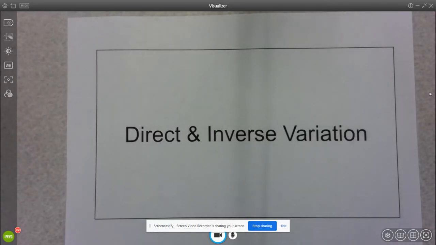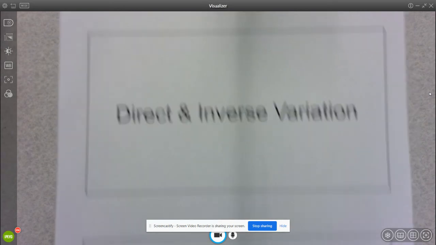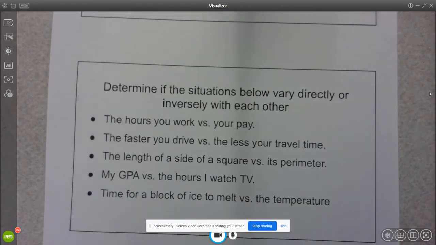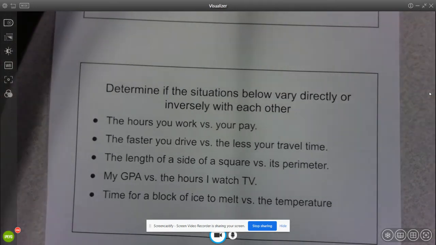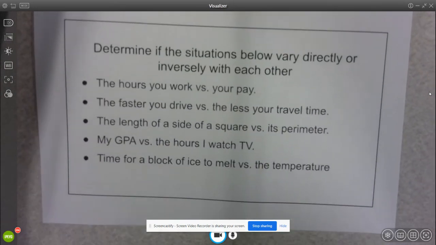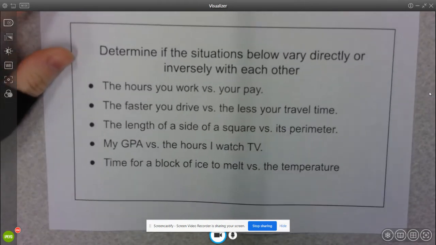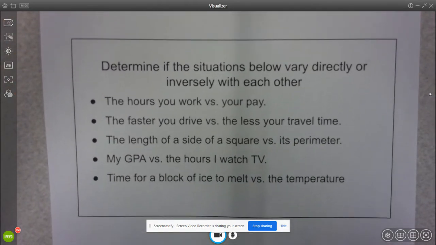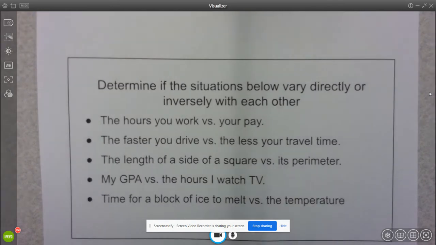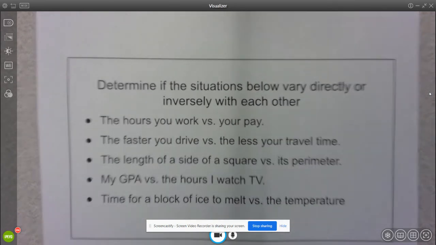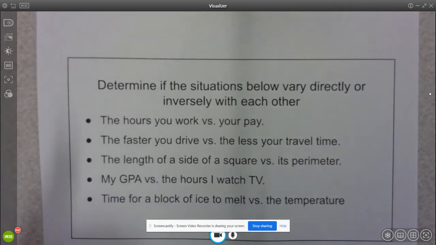So this lesson is going to talk about direct and inverse variation. The first couple examples we have here, we're looking at whether these situations are going to be direct variation or vary inversely. If something varies directly, as one goes up, the other goes up as well, or if one goes down, the other will go down as well. Inverse means if one goes up, the other one will go down, and vice versa.